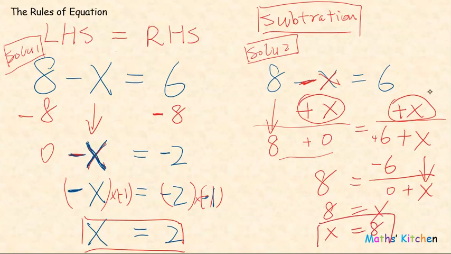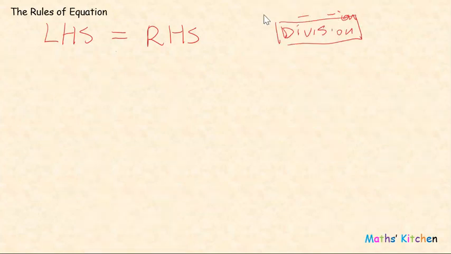That's the answer. You can tell me which way is easier. But I would suggest solution 2 because it has fewer steps. Subtraction will be more complicated than addition. Now let's have a look at division. Let's see the first one, x divided by 5 equal to 10.